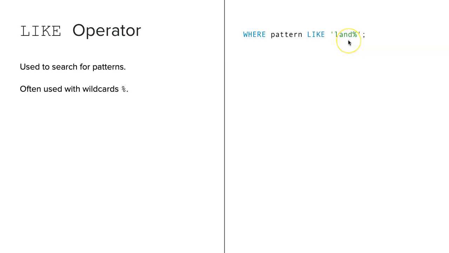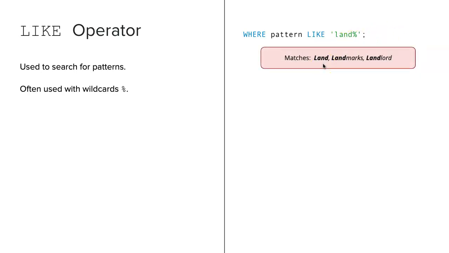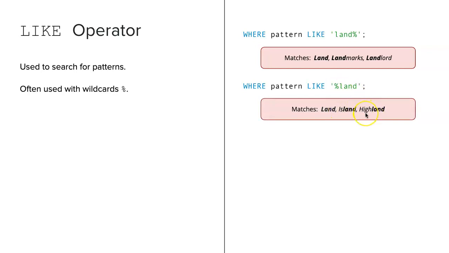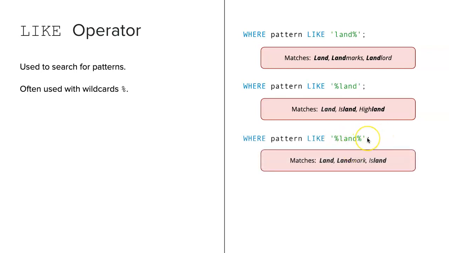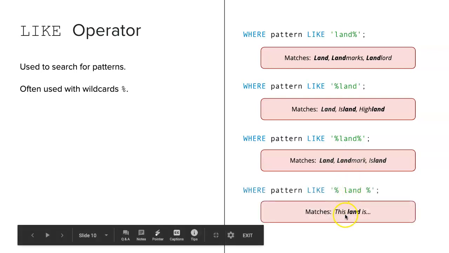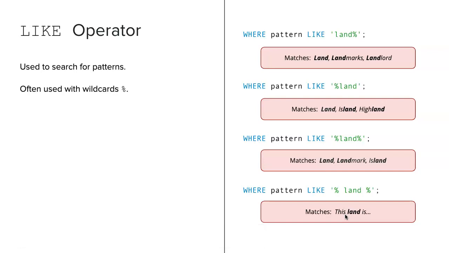For example, let's say you're looking for a song that has the word land in it, but you don't want to make it exact land. If you do land% like this, you'll be able to search for words that have land in the front, and then some other random things. So you can have land, landmarks, landlord. With pattern LIKE %land would be the other way around, so you have island, highland. It could be any other words and then land. You could also put the percent sign on both ends, and then you can look for any words that have land anywhere. And you could even do spaces if you want to look for a specific word land. So there are several ways you can use a percentage sign to your liking.